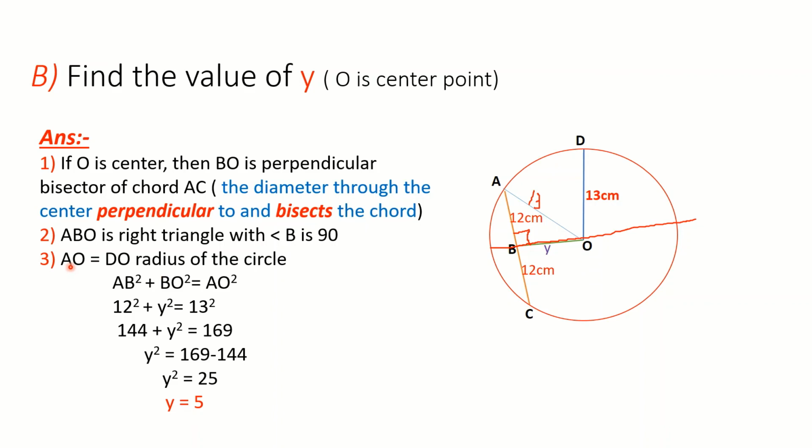AO is equal to DO, as I said. It's the radius of the circle. So using the Pythagorean theorem, 12 squared plus y squared is equal to 13 squared. Then solving here, that means y squared is equal to 169 minus 144, taking 144 to the other side, and y squared is equal to 25, and taking the square root of 25, y is equal to 5.